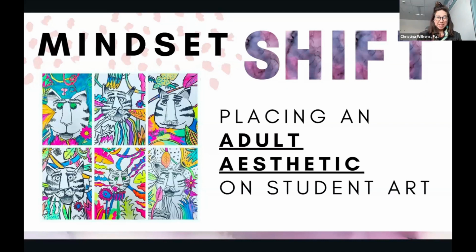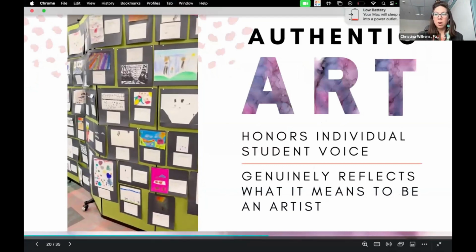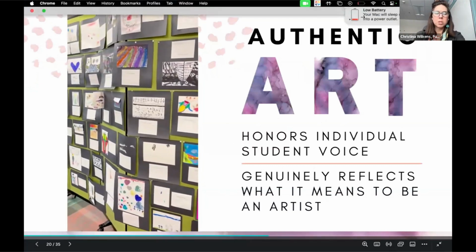Essentially what is happening is that we as adults are placing an adult aesthetic on kid art, on student art. We are placing what we deem as beautiful as adults on work by emerging artists that should instead reflect their ability.